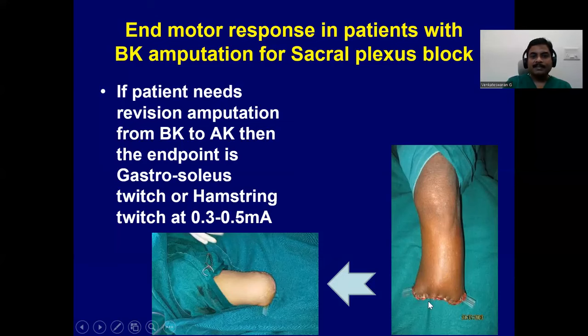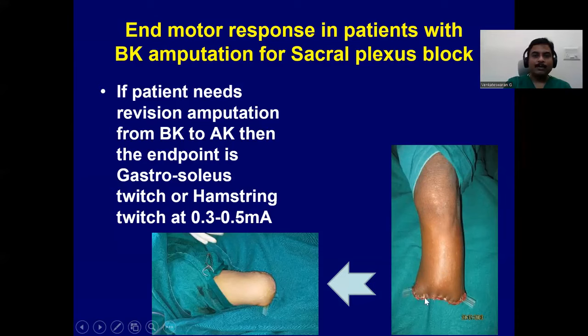In such a case, for identifying the sacral plexus, the end point will be a gastrosoleus twitch or a hamstring twitch. If you get it between 0.3 to 0.5 milliamps, that is an end motor response for a sacral plexus block. So in this amputation, for the sacral plexus block, you look for the end motor response in the proximal part of the leg, that is a gastrosoleus muscle twitch or a hamstring twitch.